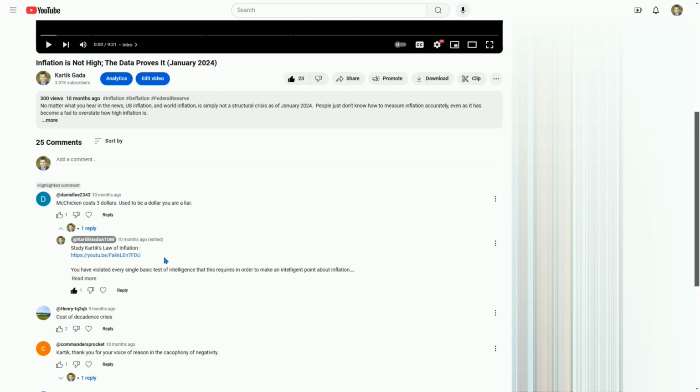Study Kartik's law of inflation, which you can also see in this tag in the upper right-hand corner, because these people think that one cherry-picked anecdote is a rebuttal to all types of data and logic, and the anecdote they use is always some super unhealthy processed junk food. Some junk food with artificial flavors that they buy rises in price, and that makes them lose their mind because they're effectively drug addicts tied to this type of thing.